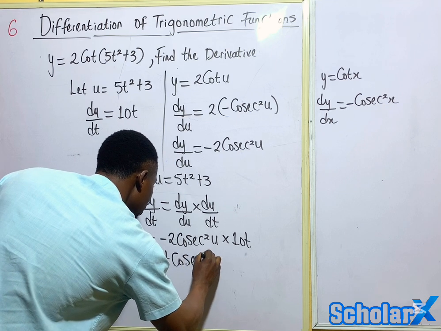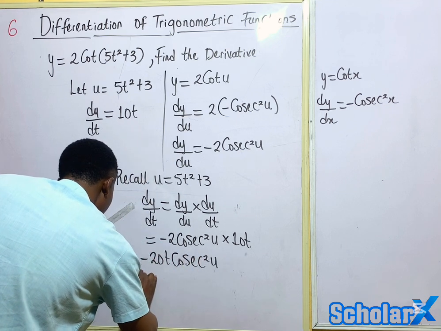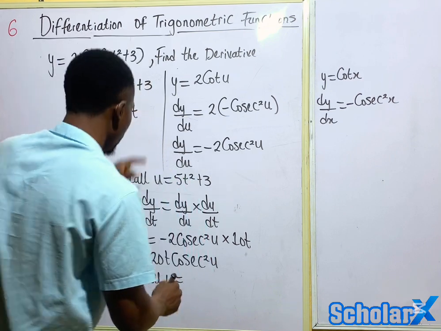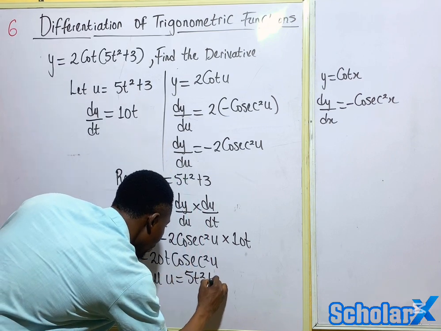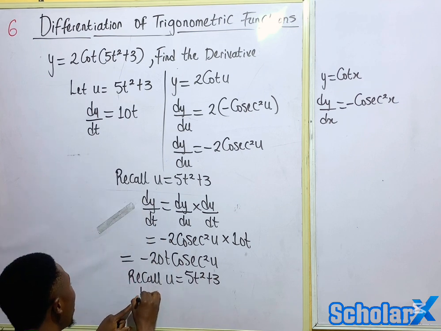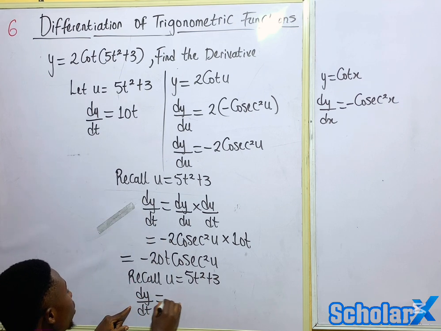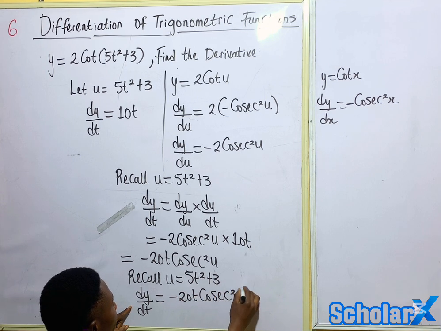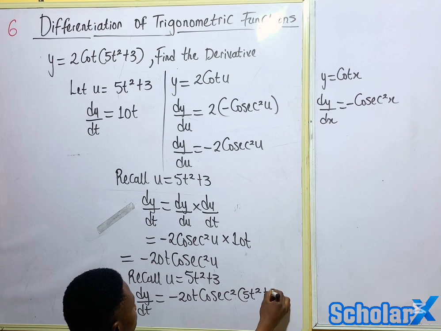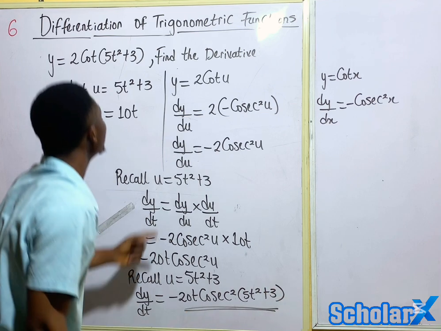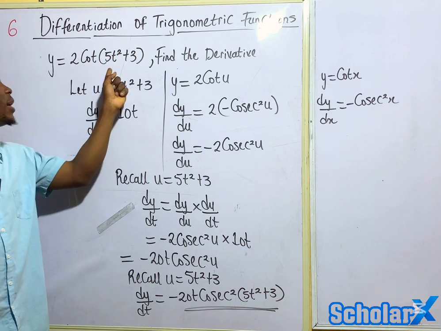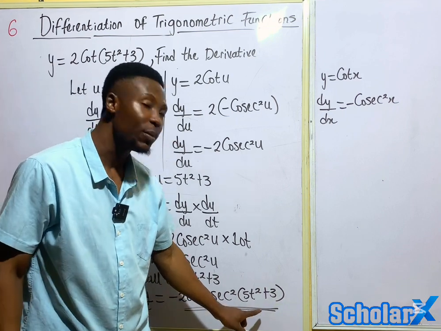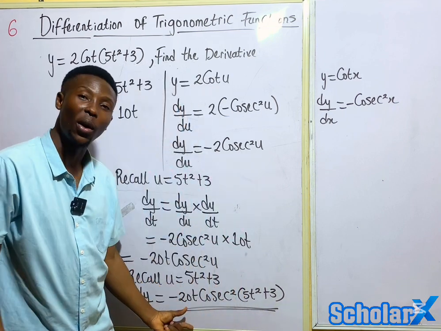This multiplies cosec² u. Now recall that your u is equal to 5t² + 3. So finally, our dy/dt is going to be equal to minus 20t cosec² into bracket 5t² + 3. So this is going to be our derivative. So if we differentiate 2 cot(5t² + 3), we're going to have minus 20t cosec²(5t² + 3). All right, so this is our answer.